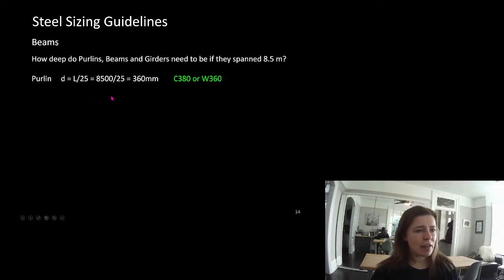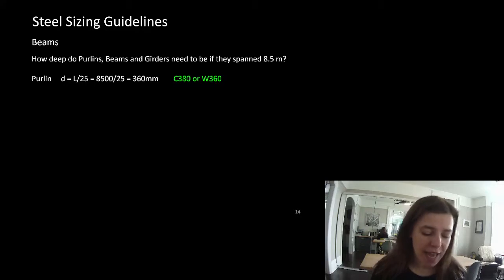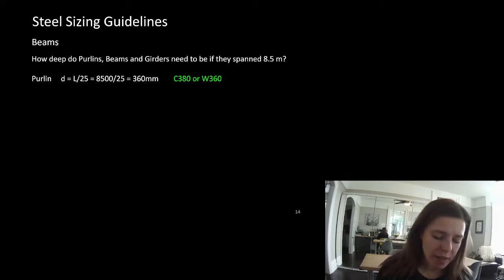No one has ever noticed that mistake before. So I will fix that. That obviously is supposed to say 340. So that is slide 14. Doesn't change anything.